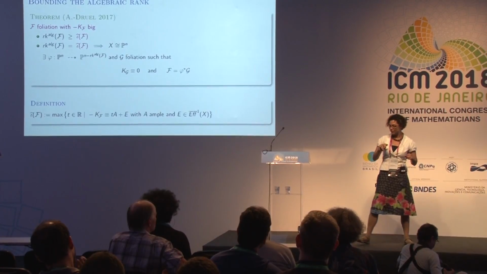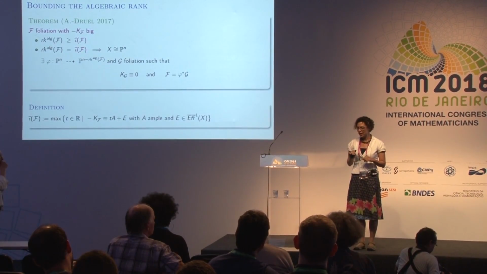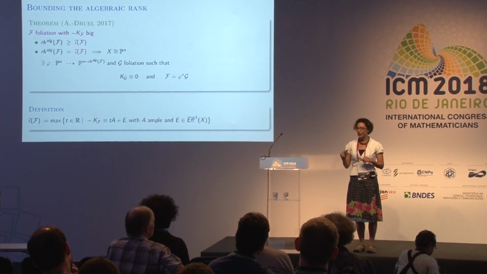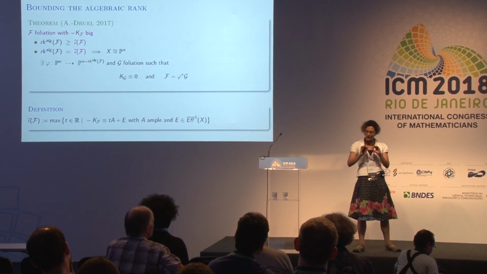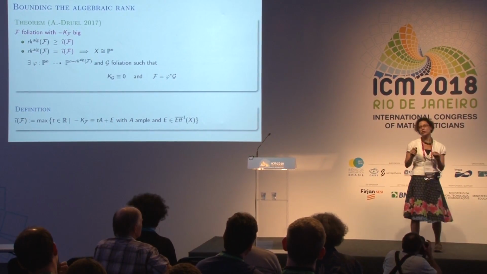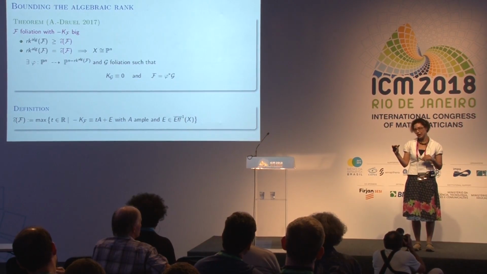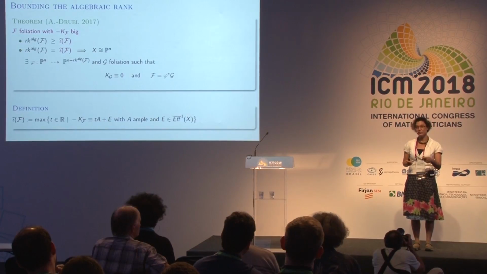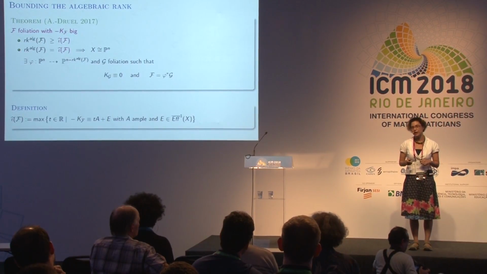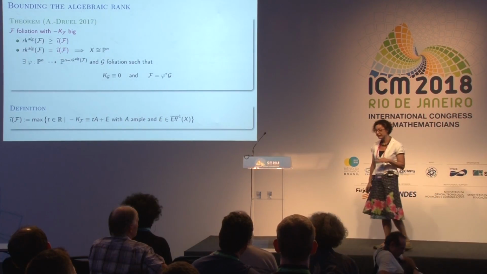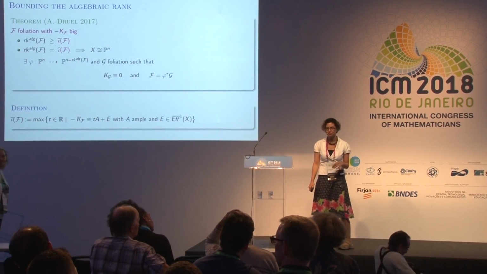Sorry, let me say how I can say this. Maybe let me just say that under certain conditions, we can actually prove that something that has numerically trivial canonical class actually has positive algebraic rank, under some assumptions on the index and the rank.